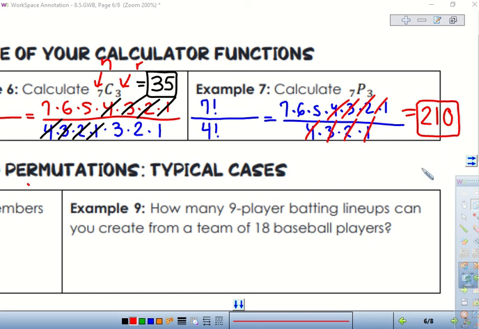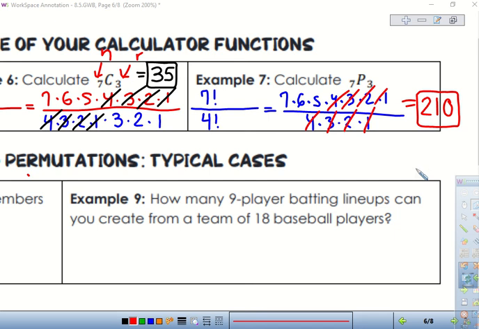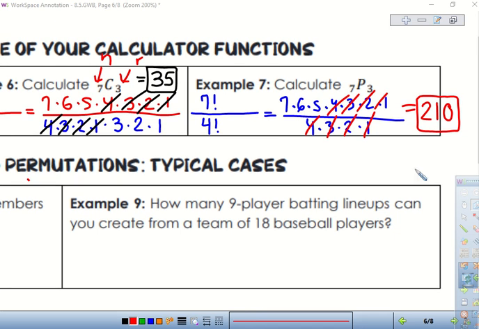So does everybody feel good about the calculations? How would you do that in this calculator? You would type in the number 7, your N, and then you'd hit second 9, and then type in your R, which is 3, equals.